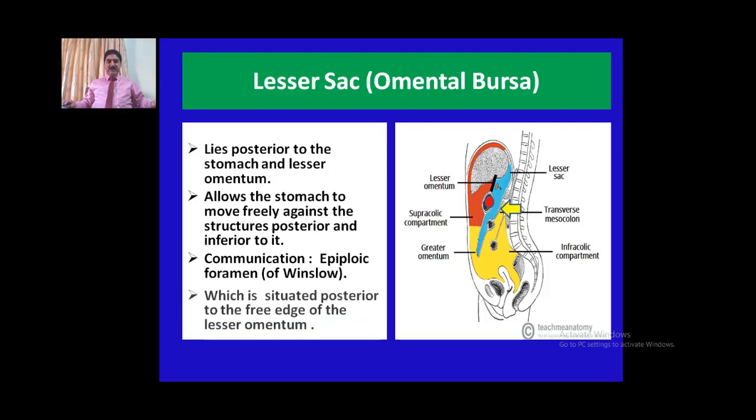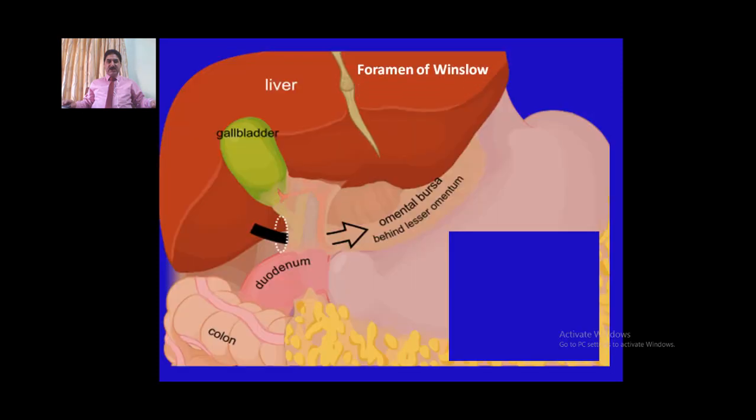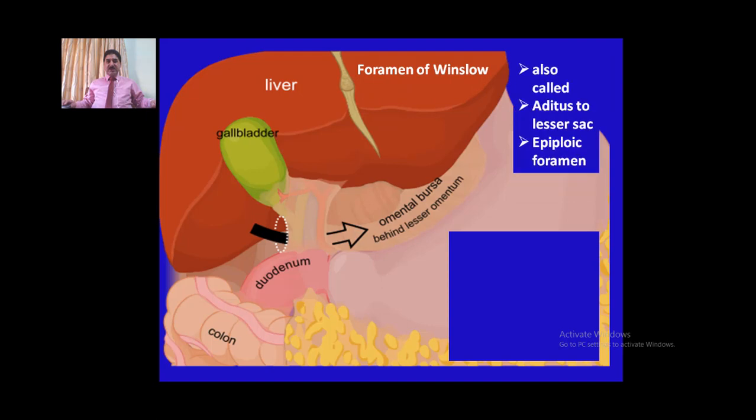The lesser and the greater sac communicate with each other through epiploic foramen. Now what is this epiploic foramen? Epiploic foramen is also called the foramen of Winslow. It is also called aditus to the lesser sac. As shown in this diagram, it is a slit-like opening lying posterior to free margin of the lesser omentum.